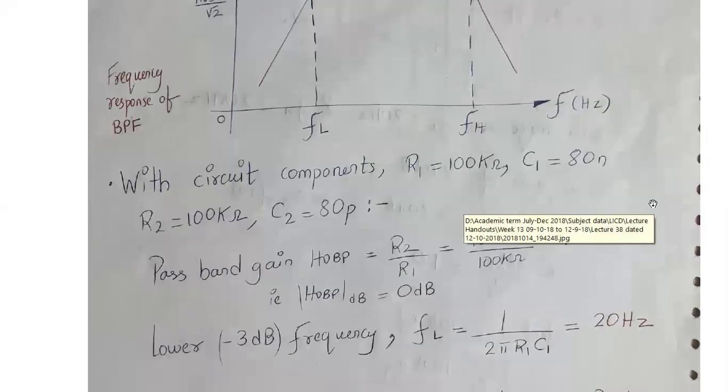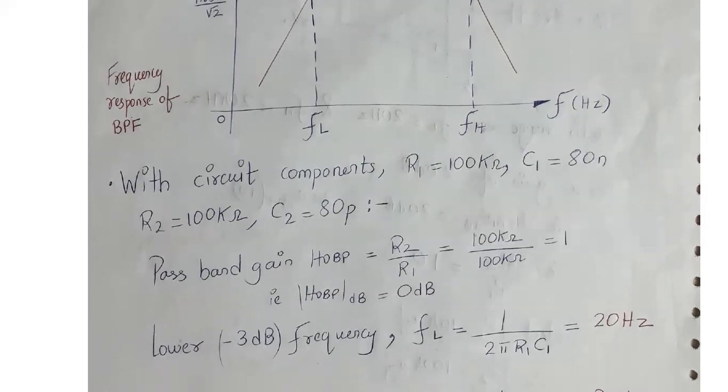Now let's simulate this with the circuit component values and check it out. R1 we take as 100K, C1 as 80 nanofarad, R2 as 100K, and C2 as 80 picofarad. The passband gain will be given by R2 upon R1. In this case, it will be 0 dB. So HOBP will be unity, but in dB it will be 20 log to the base 10 of 1, which will be 0 dB.